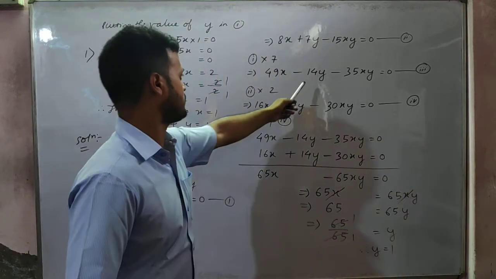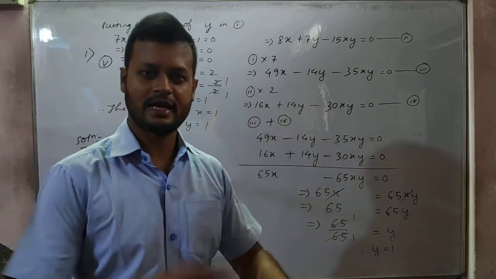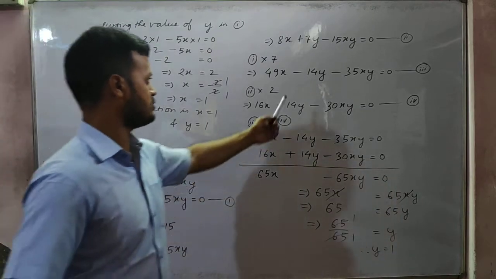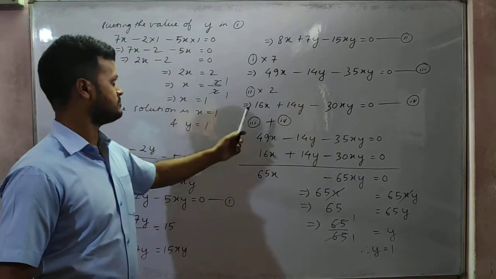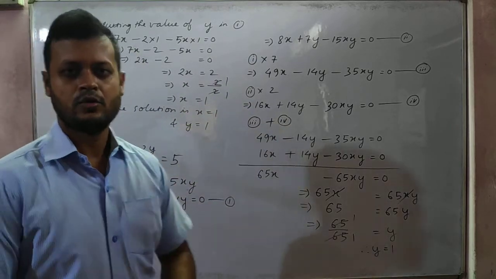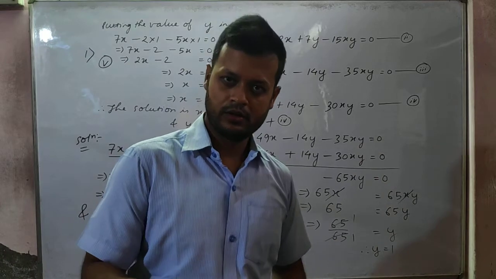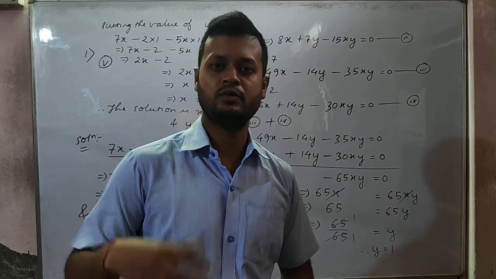In one equation there is a minus sign before 14y, and in the other equation there is a plus sign before 14y. The signs are opposite. If there are opposite signs, then you just add the two equations. So you do 3 plus 4, this equation plus this equation. When we are adding two equations, no signs are changed in the lower equation. Signs are changed only when we are subtracting.